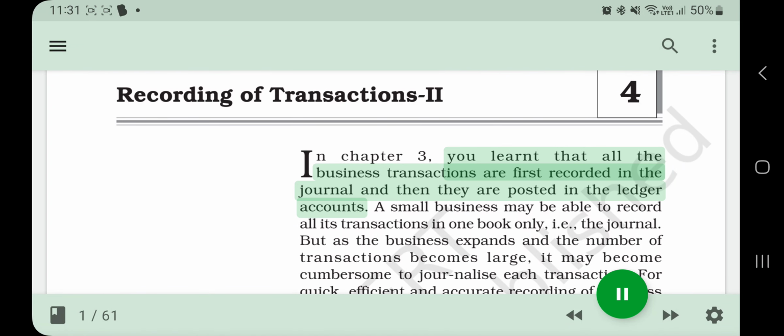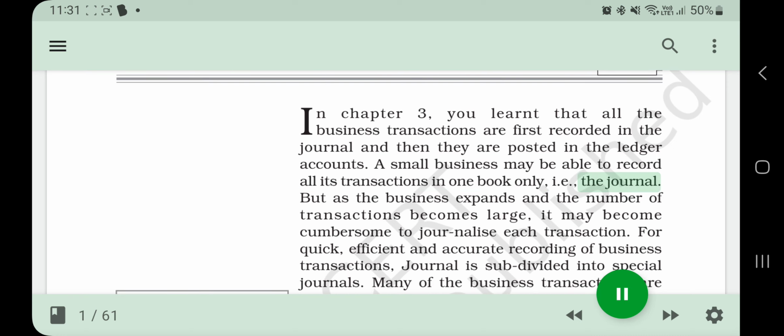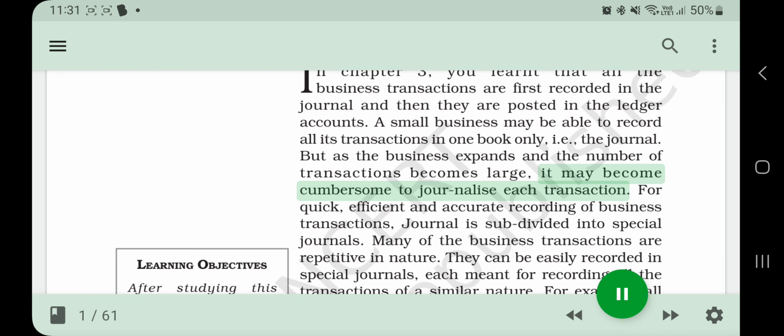In Chapter 3, you learned that all the business transactions are first recorded in the journal and then they are posted in the ledger accounts. A small business may be able to record all its transactions in one book only, i.e., the journal. But as the business expands and the number of transactions becomes large, it may become cumbersome to journalize each transaction.